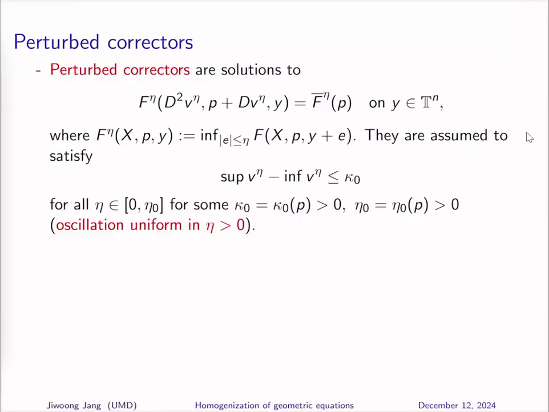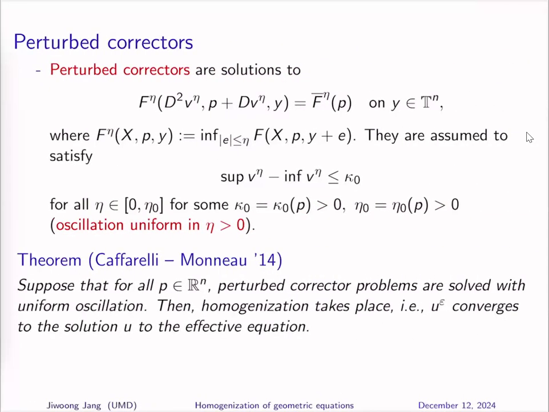That was the idea of Caffarelli-Monneau. Caffarelli-Monneau assumed one more condition, and here perturbed correctors are solutions to the corrector problem but now with the perturbed operators. They assumed one more condition of a uniform oscillation in the perturbation parameter eta, and derived the homogenization under that condition. And here the oscillation is denoted by kappa zero, and it is assumed to be uniform in the perturbation parameter eta. And under this condition, they prove the conditional homogenization.